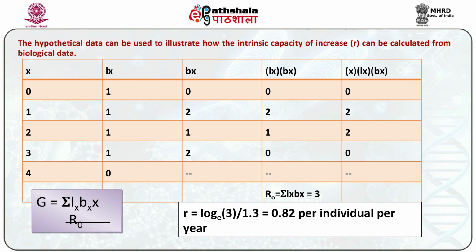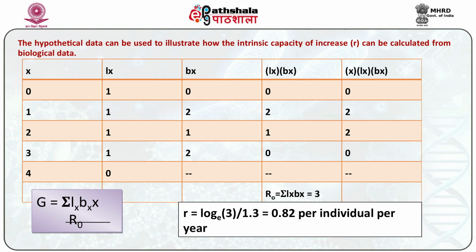The following hypothetical data can be used to illustrate how the intrinsic capacity of increase, that is small r, can be calculated from biological data. The values of Lx and Bx from the table are sufficient to allow calculation of the intrinsic capacity of increase in number, which is denoted by small r.